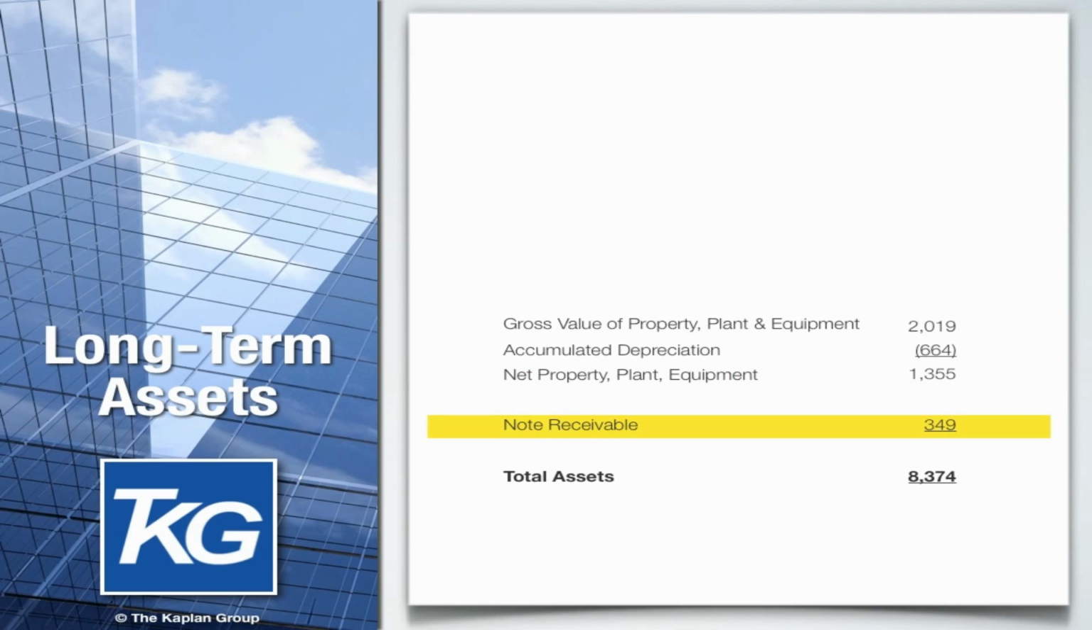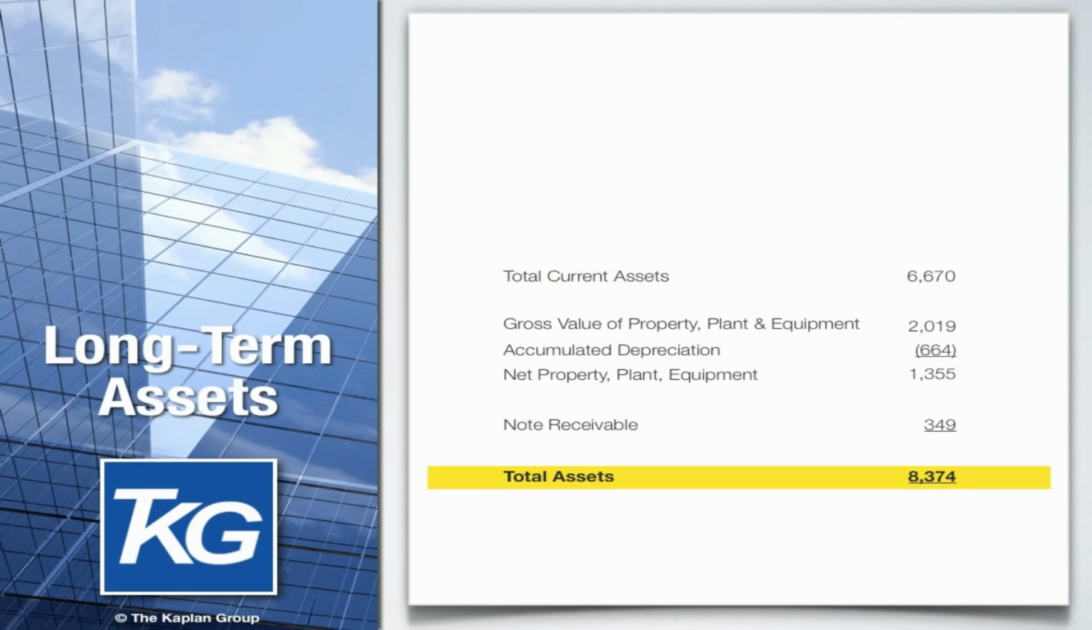Another long-term asset is a note receivable for $349,000 that is not due in the next 12 months. If some of the note receivable was due in the next 12 months, that portion would be shown in the current assets category. We take the total of these non-current assets, including fixed assets, and we add that to the current asset value, and that gives us a total value of assets of $8,374,000.